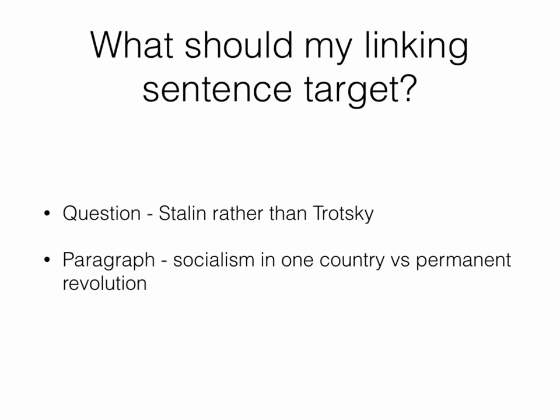Now, what should my linking sentence target? So the question is Stalin rather than Trotsky, and the paragraph was all about socialism in one country versus permanent revolution. So what is that? How do I capture that in one idea that I can link so that I'm not just using the same words over and over again? Of course, you know what it is. Okay, it's ideology. So that's one way that you can link it and use that in your linking sentence to create a linking sentence that links to the evidence in your paragraph.